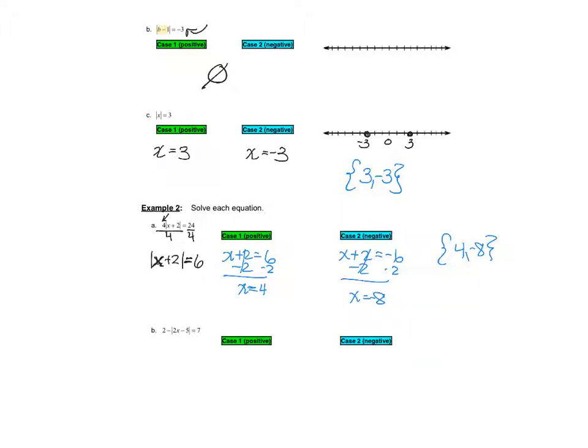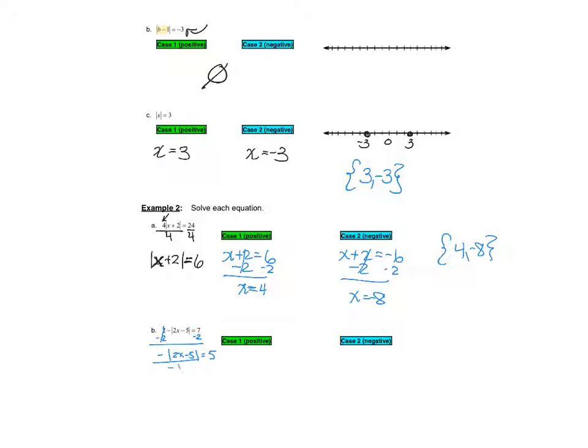Okay, in example 2b, again, I need to isolate my absolute value bar. So I have this positive 2 in front. I'm going to subtract 2 from both sides. That gives me negative absolute value bar 2x minus 5 equals 7 minus 2, which is 5.